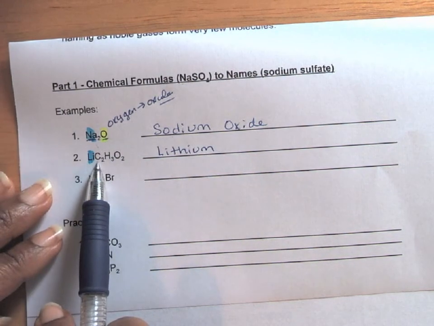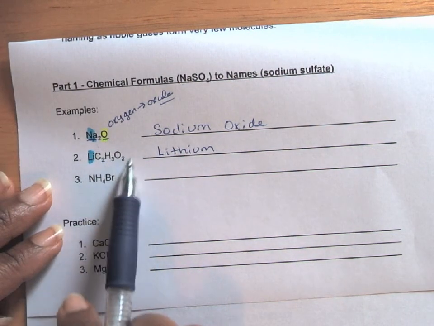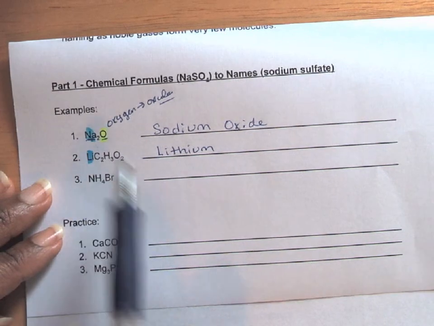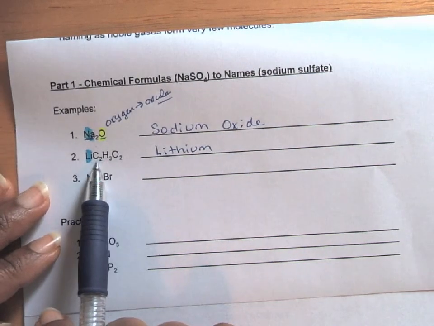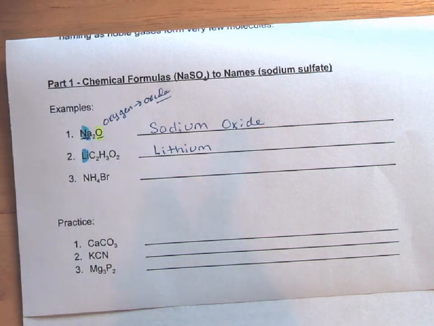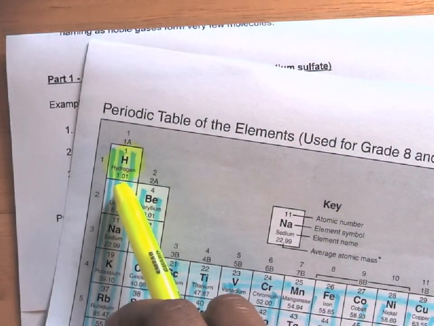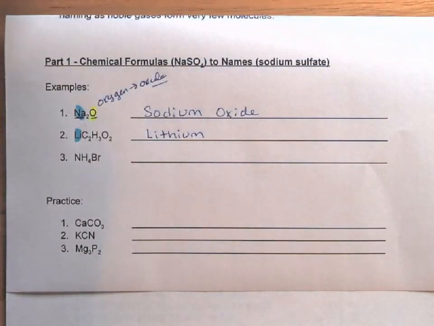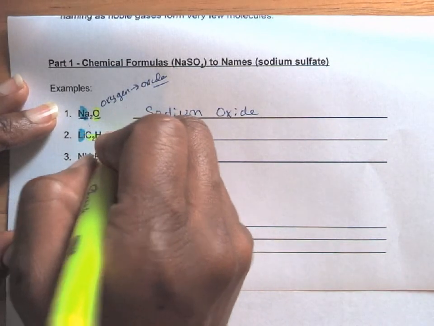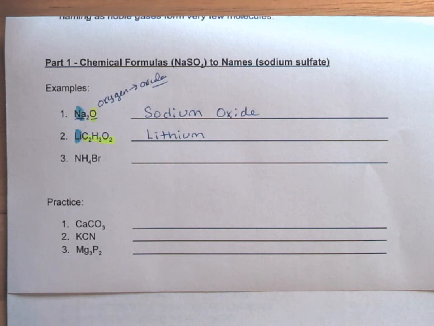Now we've got the rest of it, C2H3O2. Notice that I have more than one type of atom here. Since I have more than one type, and these are all nonmetals, carbon, oxygen, and hydrogen, which is a nonmetal, that tells me I need to go to my polyatomic ion chart and find its name.